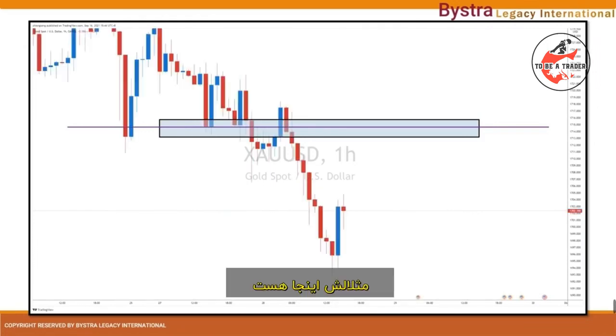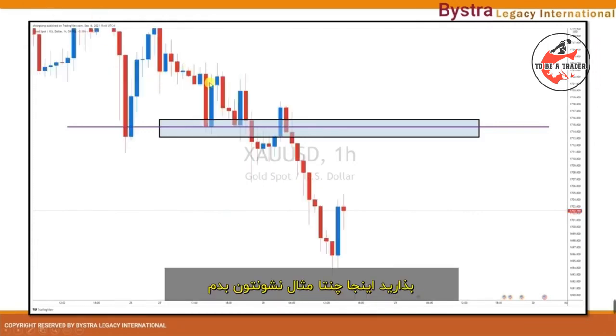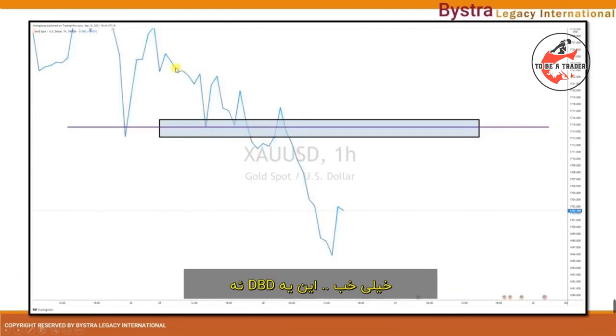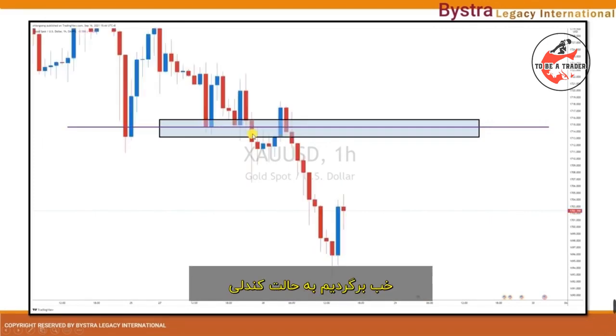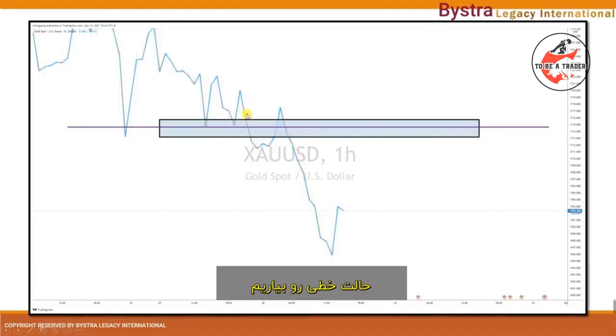So example here, let me show you some example. Okay, so this is a drop base drop. Okay, so this is a good support. This is a drop base drop. Okay, back to this candlestick, back to the line chart.